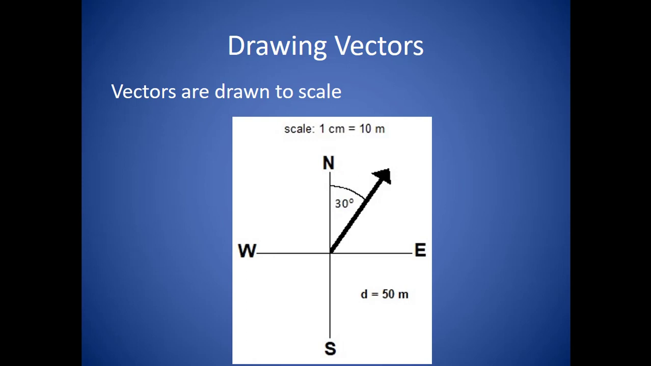Since vectors are representing actual measured quantities, it's important to draw them correctly. The first rule in drawing vectors is to draw them to scale. This means getting a ruler out and drawing a straight measured line. In this example, a scale is 1 centimeter equals 10 meters. Since the displacement indicated here is 50 meters, the arrow would be drawn 5 centimeters long on your paper. The scale also includes the direction. Use a protractor and accurately measure the angle at which the object is moving.